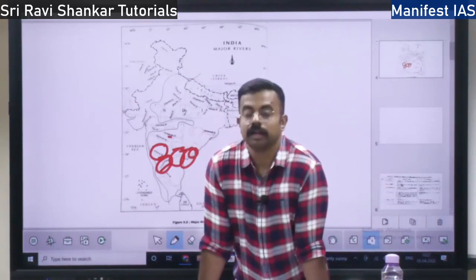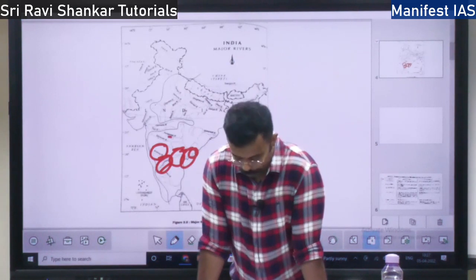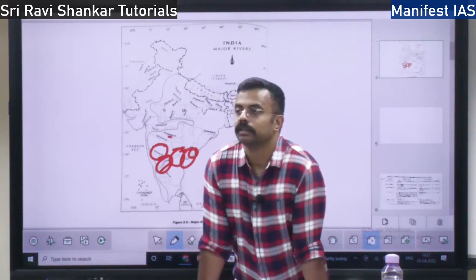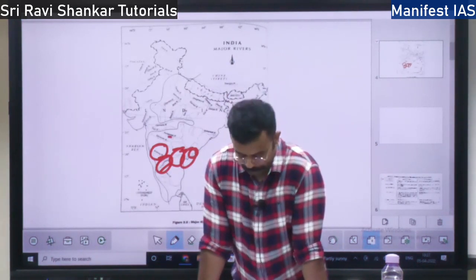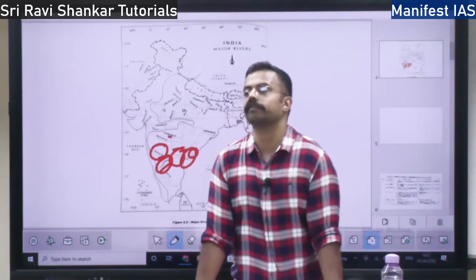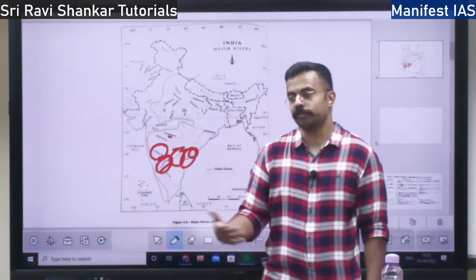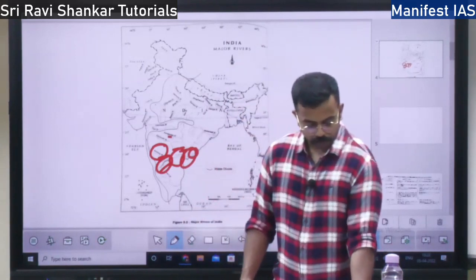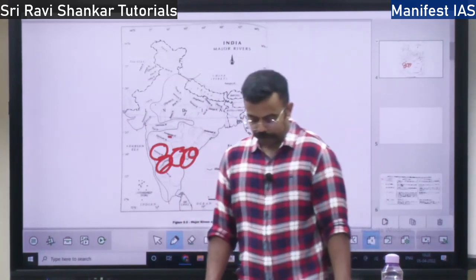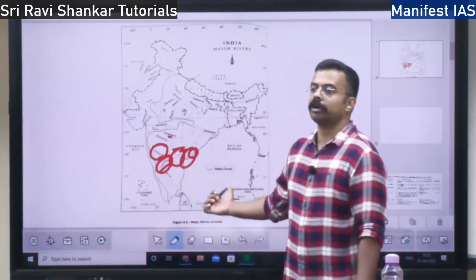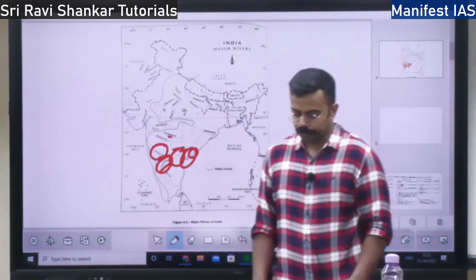Next we have the Kaveri River. So where does it originate? In the Brahmagiri Hills, Talkaveri it originates. What is the total length of Kaveri? 800 kilometers. So before falling into the Bay of Bengal, it travels through 800 kilometers.